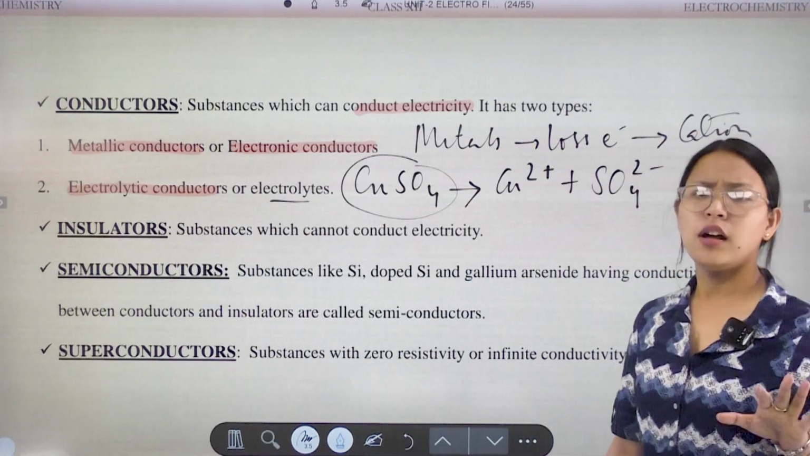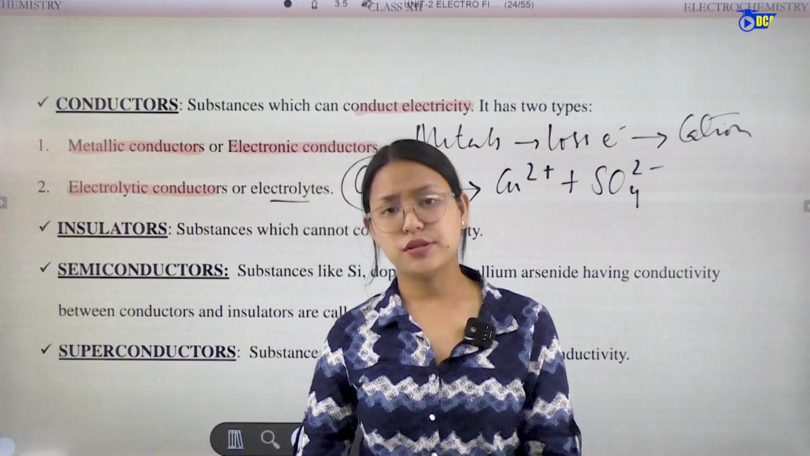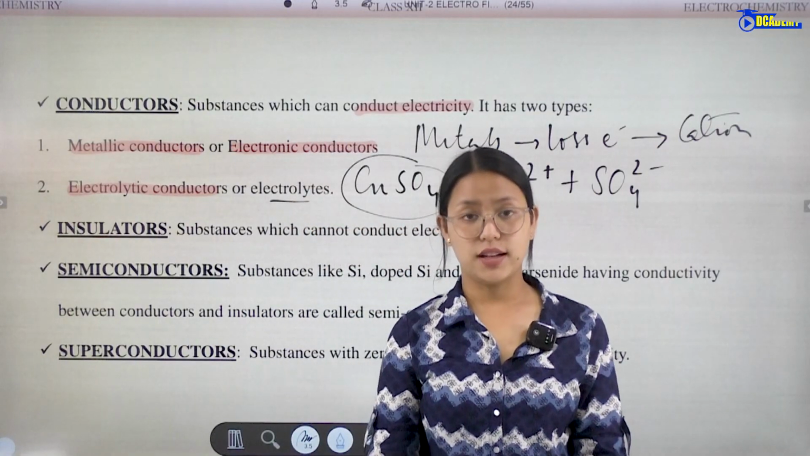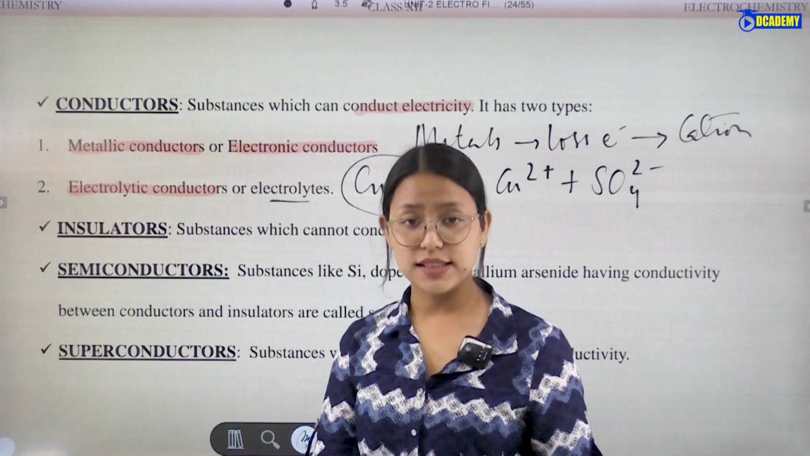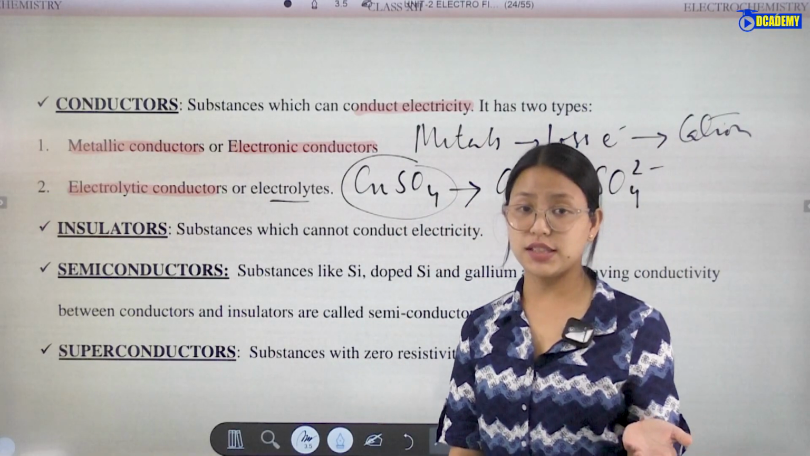Now we have known about the conductors. Now what about insulators? Insulators are those substances which cannot conduct electricity or which do not conduct electricity.